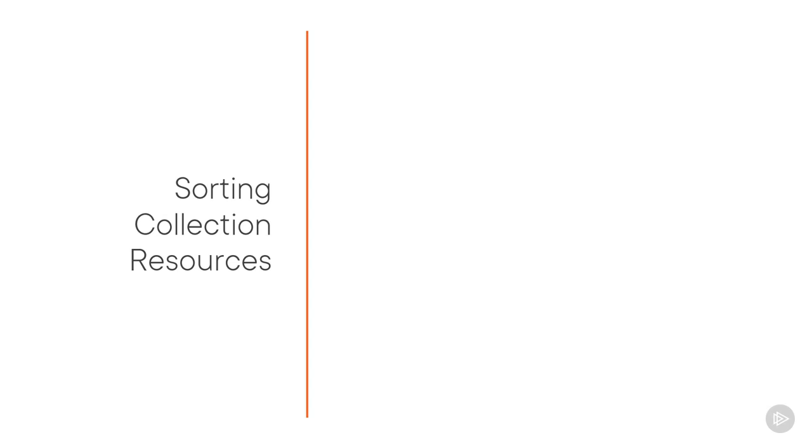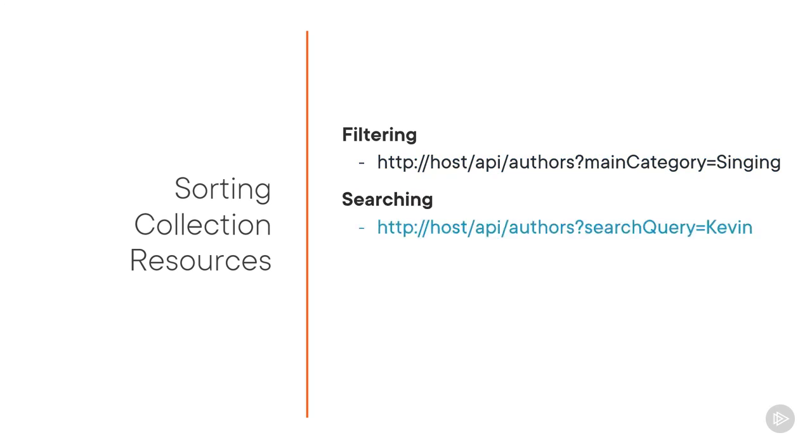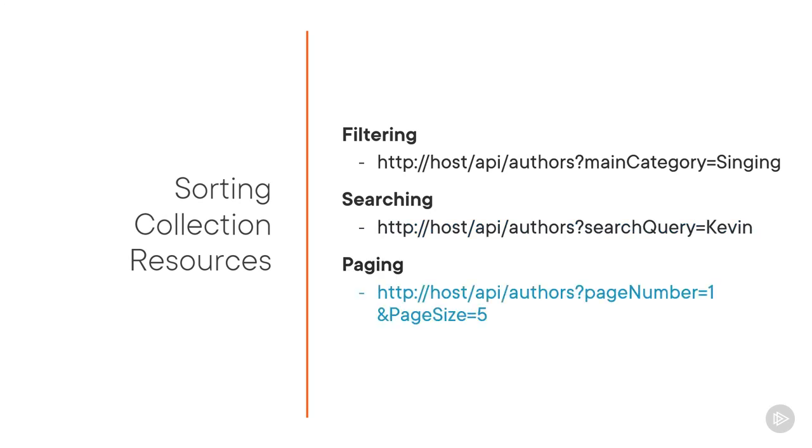The next piece of functionality we want to implement on our authors resource is sorting. This is a bit different from what we've done with filtering, searching and paging. With filtering, we provide a value for a specific field, say for main category, for example. With searching, we also provide one value for the search query. And even paging wasn't that hard. But when we sort, well, let's have a look at a few samples.